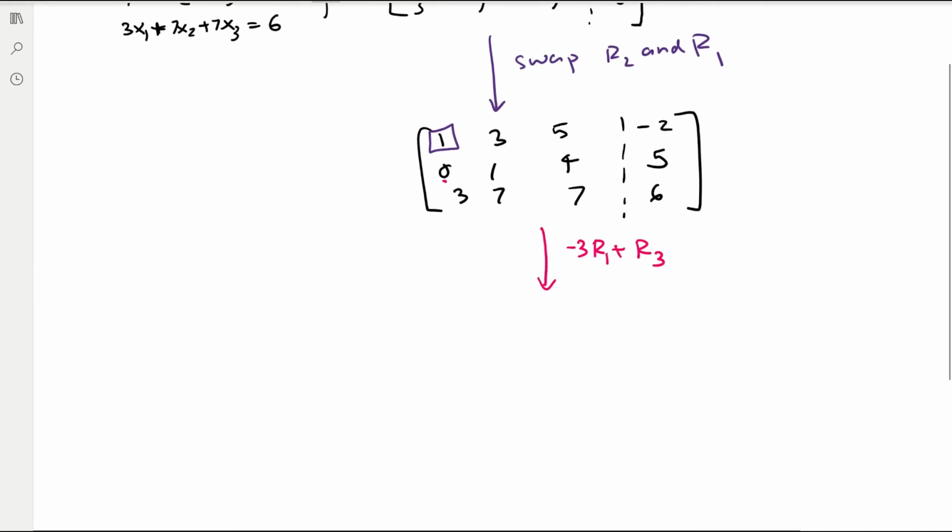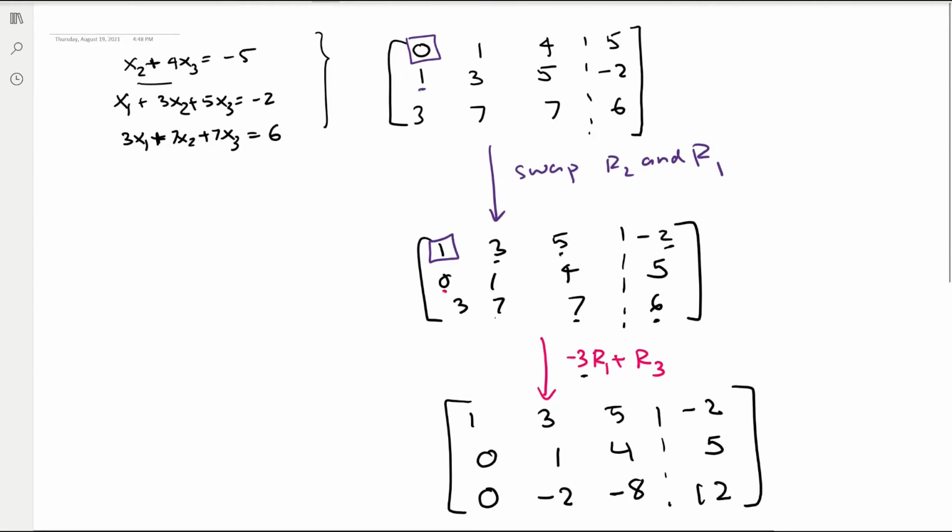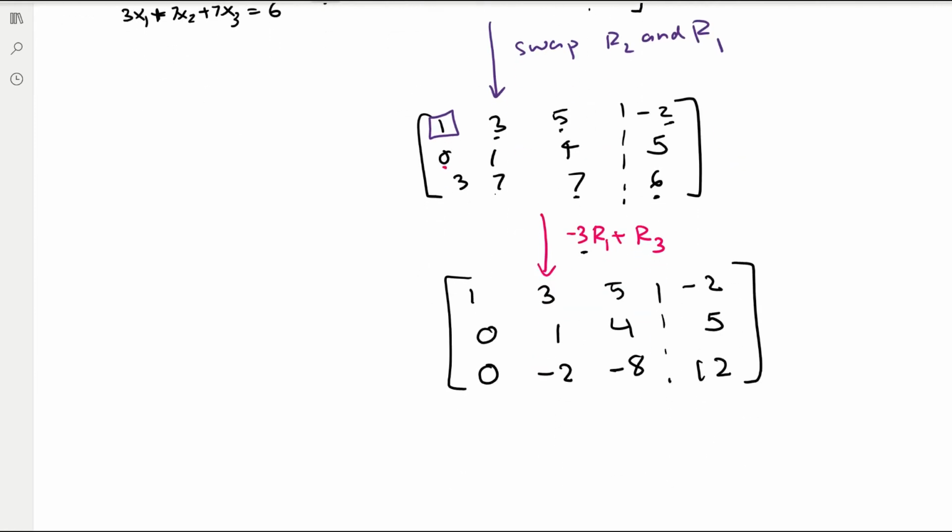Then what we're going to get is 1, 3, 5, -2, then 0, 1, 4, 5. Here it's going to be 0. Now the second entry, 3 times -3 is -9. -9 plus 7 is -2, so -2 here. 5 times -3 is -15. -15 plus 7 is -8. -2 times -3 is positive 6. 6 plus 6 is 12. Now we have 2 zeros.